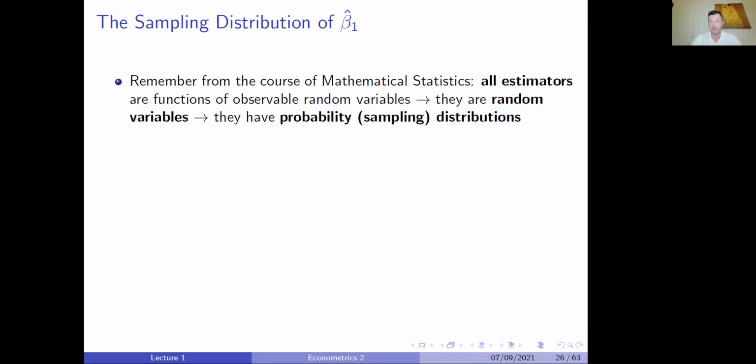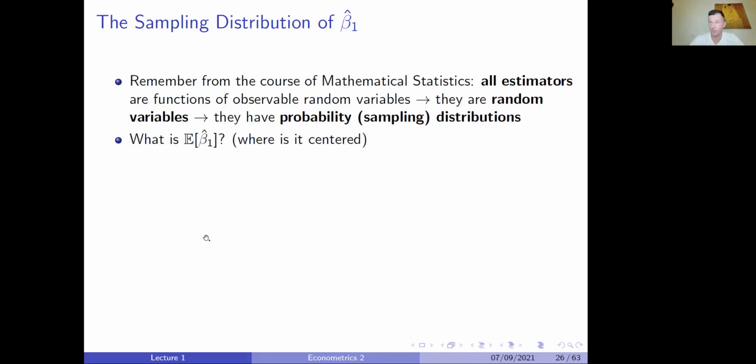But in general, beta 1 hat is a random variable, and depending on your sample, it changes its value. So estimators are also random variables. And each random variable, according to probability theory, has a probability distribution. Regarding the estimators, we call this the sampling distribution.